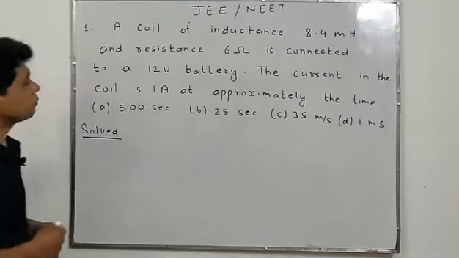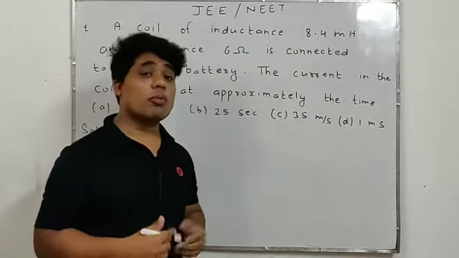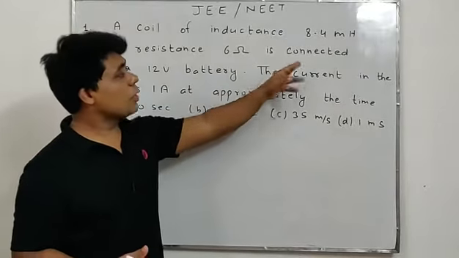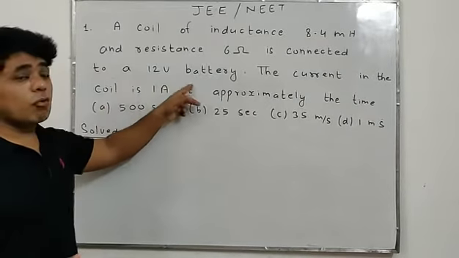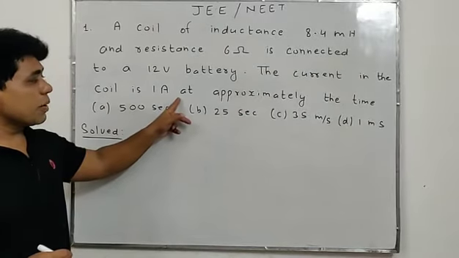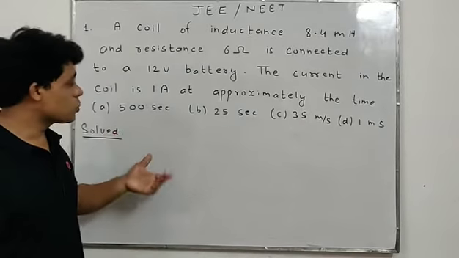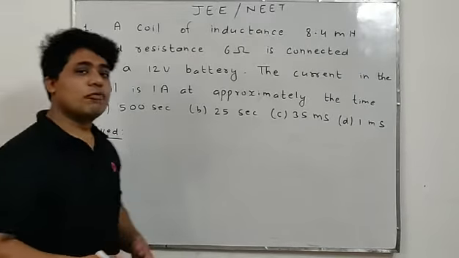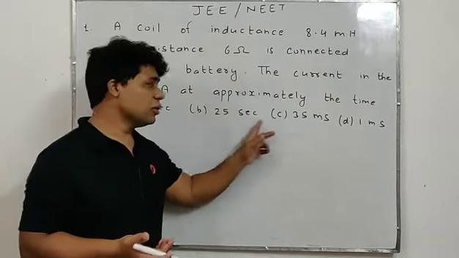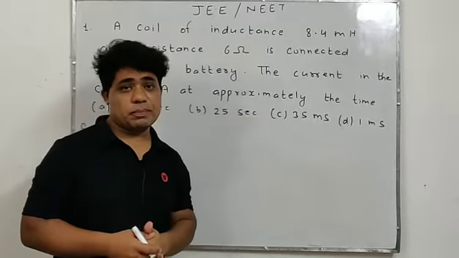Look, students. A coil of inductance 8.4 millihenry and resistance 6 ohm is connected to a 12 volt battery. The current in the coil is 1 ampere at approximately the time. We are given 4 options: option A 500 second, option B 25 second, option C 35 millisecond, and option D 1 millisecond.